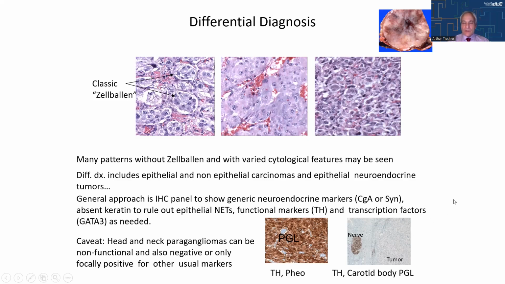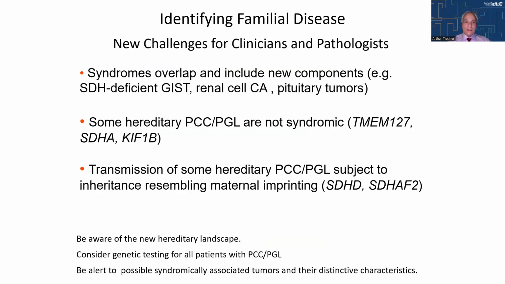And in those tumors in particular, transcription factors and panels of markers can be critically important to avoid mistakes with serious diagnostic consequences. For identifying familial disease, there are especially new challenges for clinicians and pathologists because syndromes overlap and include new components such as SDH deficient GIST, renal cell carcinoma, and pituitary tumors. And in addition, some hereditary pheochromocytomas and paragangliomas are not syndromic.